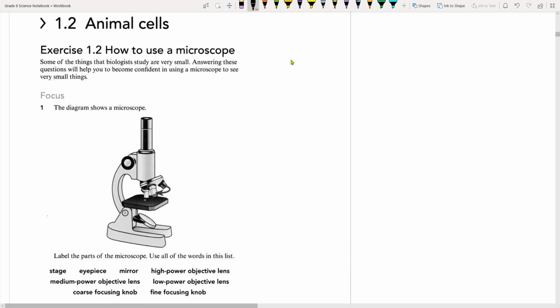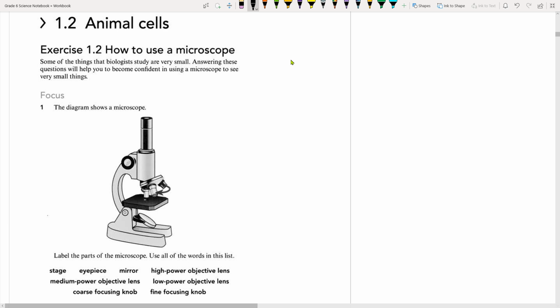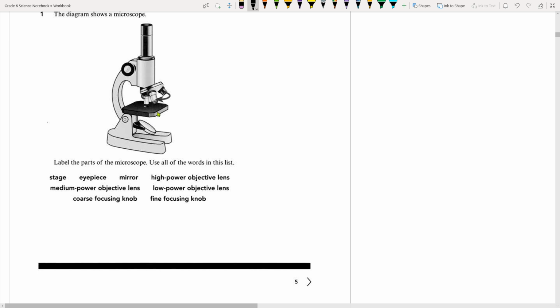Animal cells. Now this is topic 1.2. The first one is how to use a microscope. Some of the things that biologists study are very small. Answering these questions will help you to become confident in using a microscope to see very small things. The diagram shows a microscope. Now this is going to be a labeling exercise, so I'm just going to label it in numbers.